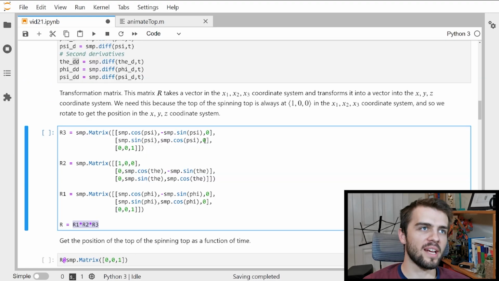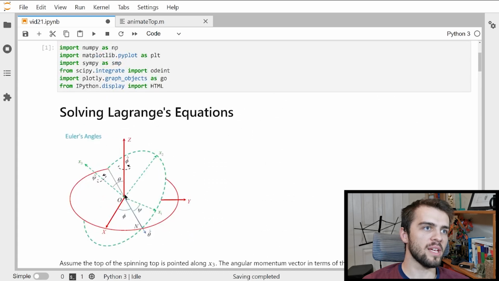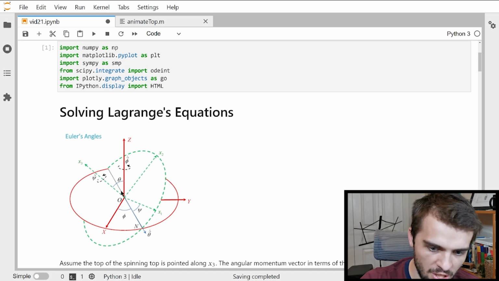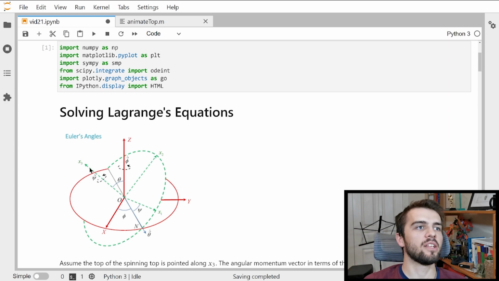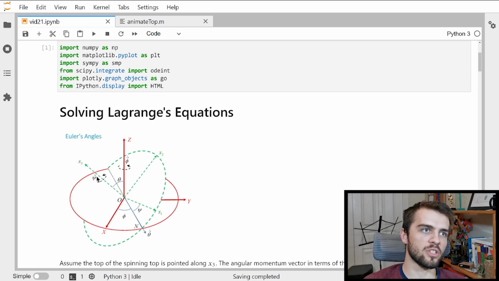So the next thing I want to look at is the transformation matrix. And essentially that is, for a point in the green system, if I have a vector pointing somewhere, what does it look like in the red coordinate system? What is my vector expressed in that coordinate system? And you'll note that for the spinning top, by definition, the top of the spinning top is always along the x3 axis at 1, 0, 0. That's what the vector is. So how do I rotate in the red system as a function of these three angles? What does that vector look like?